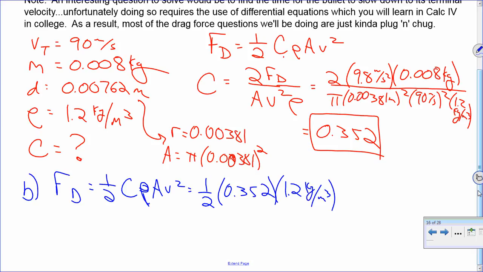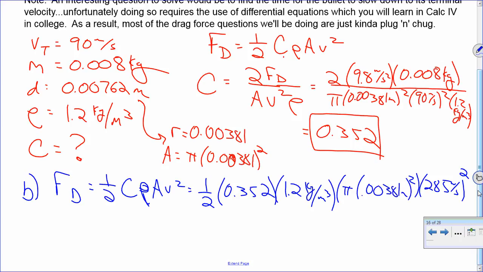The area is that mess that we found before, so that's pi times 0.00381 meters squared. And then times my velocity squared, and the velocity is 285. Don't forget to square it. So let's see, I've got 1, 4, hang on 2 seconds, 10, 4, so my answer there is actually right, by a weird chance.